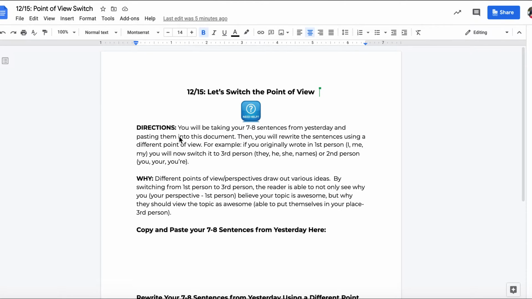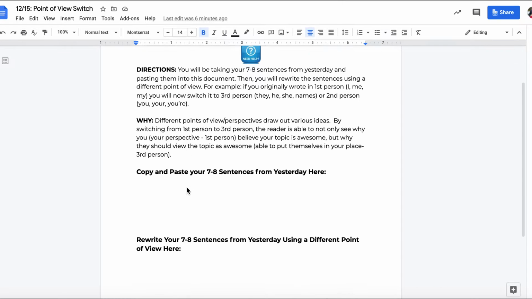So here are your directions. You'll be taking your 7 to 8 sentences from yesterday and pasting them into this document. Then you'll rewrite the sentences using a different point of view. For example, if you originally wrote in first person, that's like I, me, my, you will now switch to third person, they, he, she, or people's names, or second person, you, your.